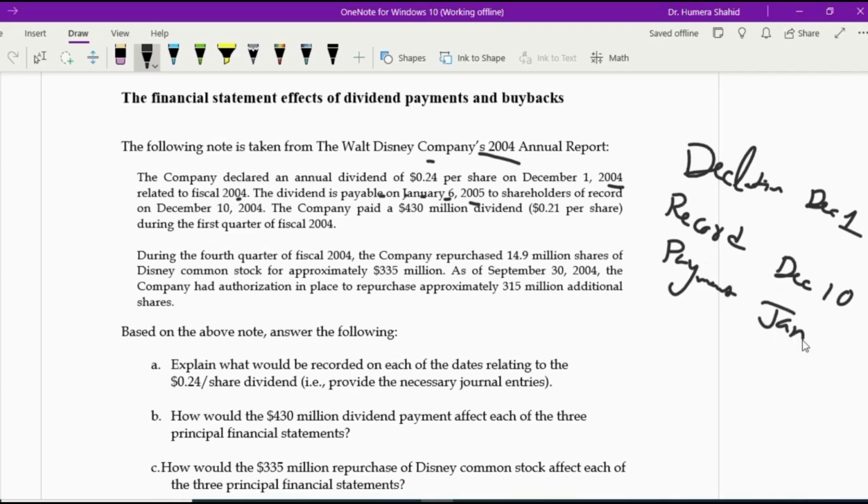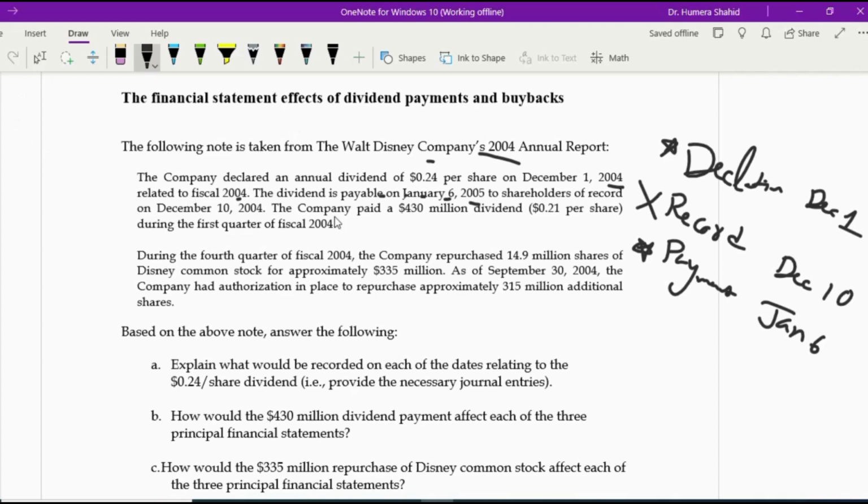January 6. We know that there is a journal entry on the declaration date when the dividend becomes a liability. There is a journal entry on the payment date when we remove our liability by paying the dividend. And on the record date, we do not have any journal entry because the company just updates its records with the names or the addresses of the new owners.